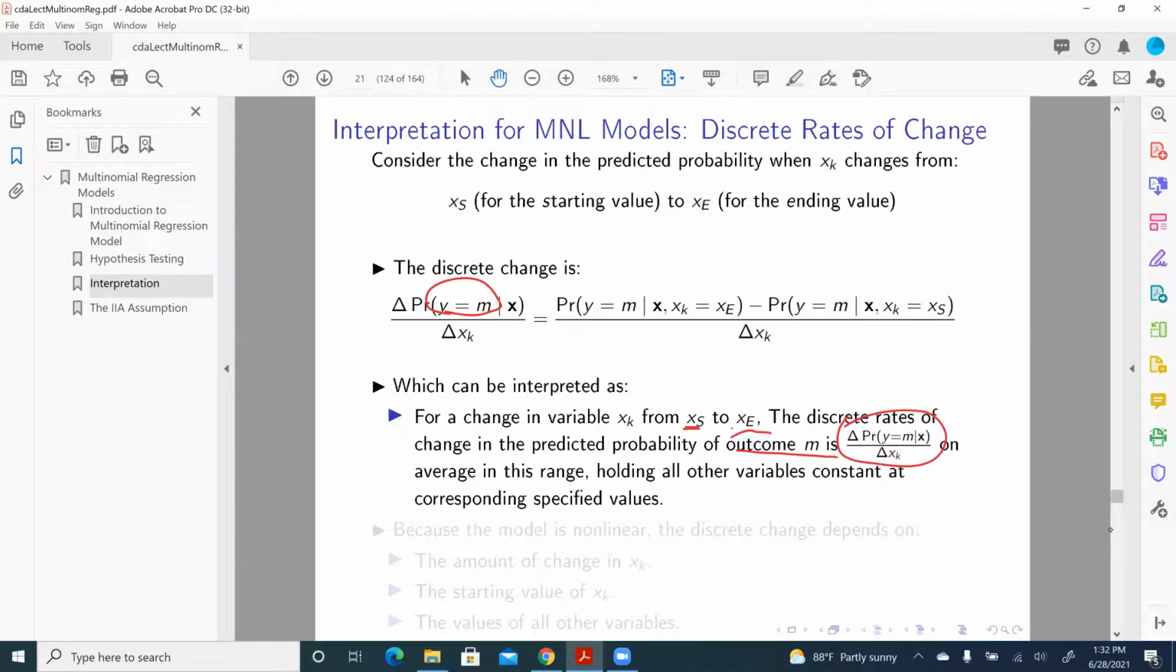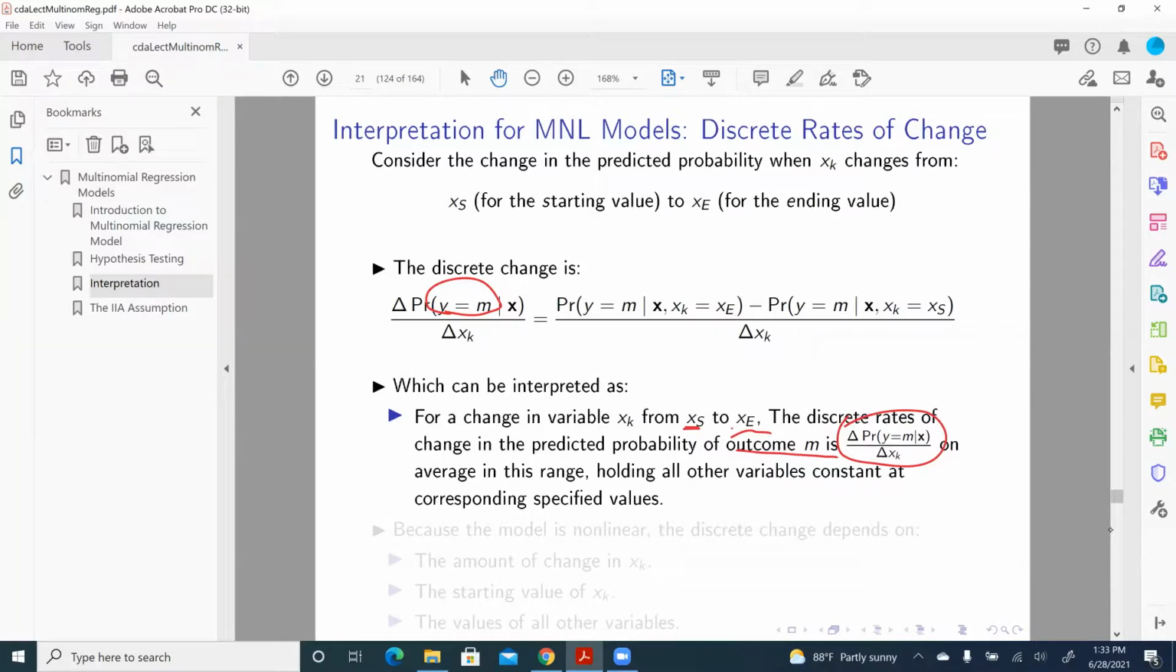So note here, we're talking about rates. On average in this range, if you change xk by 1 unit, what is going to be the amount of change in the predicted probability? Only within this range, okay? And this is an estimate of this averaged discrete change. That's the reason why we call that quantity the discrete rate of change. Holding all other variables constant at corresponding specified values.